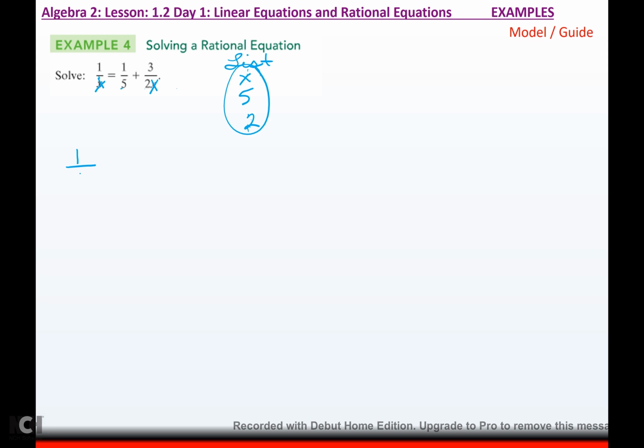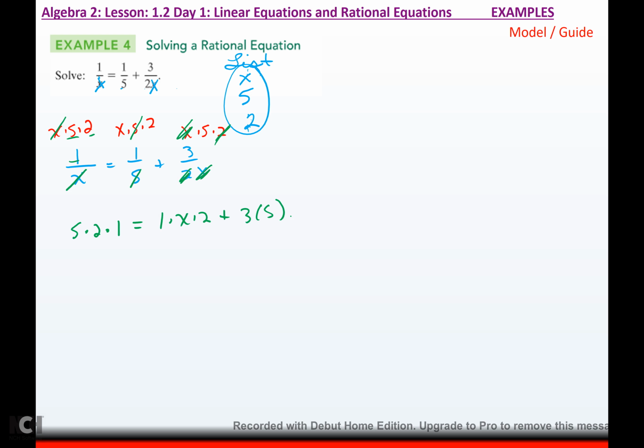I'm going to rewrite my problem. So I have 1 over x equals 1 over 5 plus 3 over 2x. So what I need to do is multiply by an x, a 5, and a 2, an x, a 5, and a 2, an x, a 5, and a 2. Okay, then it either dies or it multiplies. So here the x's are going to die, and I'm left with 5 times 2 times 1 equals, here the 5's are going to die, and I'm left with 1 times x times 2. Here the 2 is going to die, and the x is going to die, and I'm left with 3 times 5.